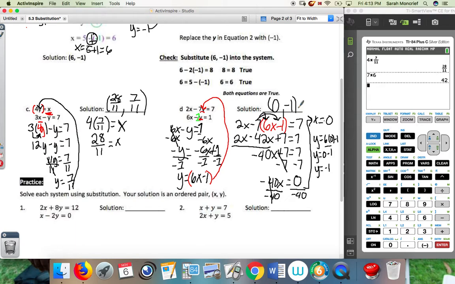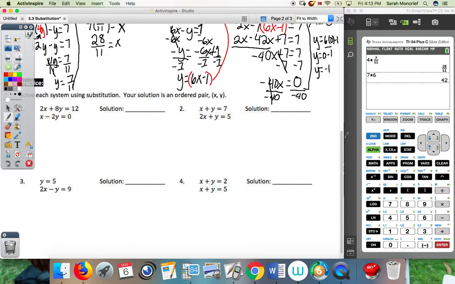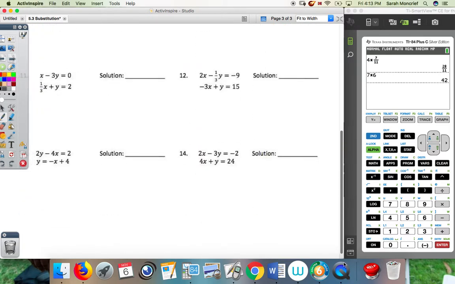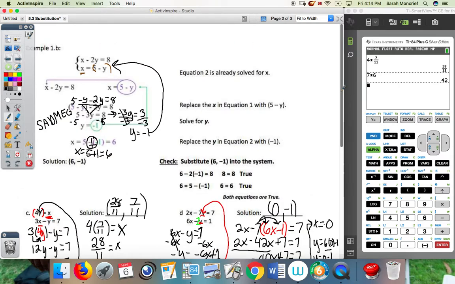So you now have all the practice you can work on. I think it's 1 through 14, 1 through 14. If you have any questions, you can email your teacher.